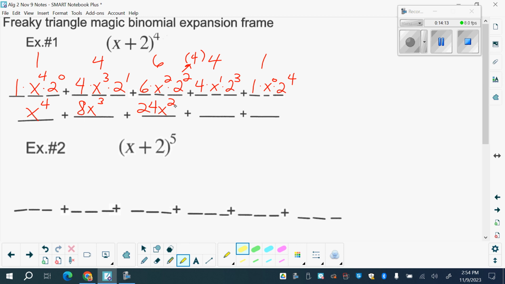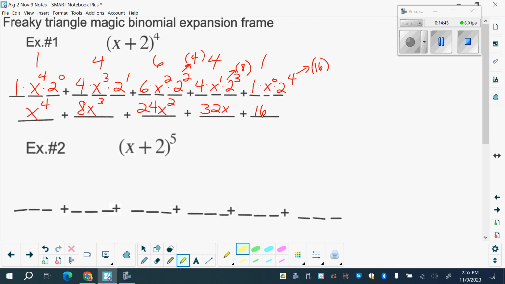2 to the 3rd is what? 8. 4 times 8? 32x. And then 2 to the 4th is? 16. 1 times 16 would be 16, and then x to the 0 is just 1. So it's just 16. Questions on that?